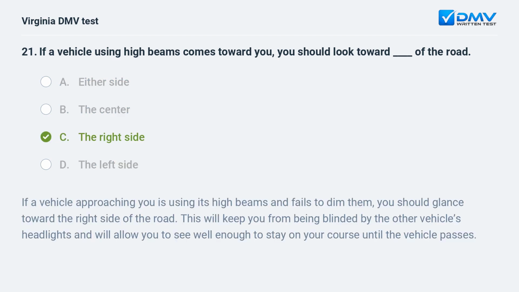C. The right side. If a vehicle approaching you is using its high beams and fails to dim them, you should glance toward the right side of the road. This will keep you from being blinded by the other vehicle's headlights and will allow you to see well enough to stay on your course until the vehicle passes.